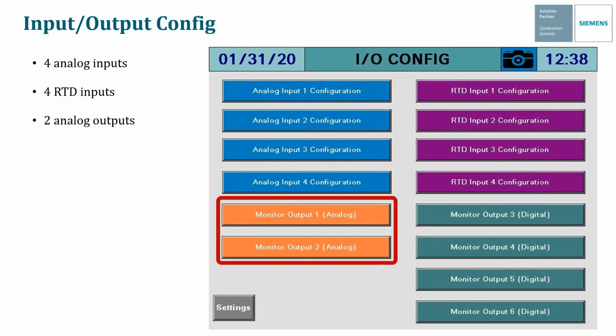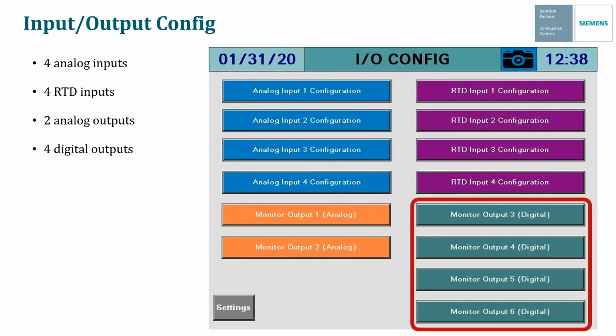We also have two analog outputs that you can set up. These could be a 4-20 or a 0 to 10 output, and they can relay Modbus information from the master panel or other boilers. So you could send out the firing rate of boiler number 1 on analog output channel 1. We also have 4 digital outputs. These are contact closures, basically. We have 4 available inside of the master panel.